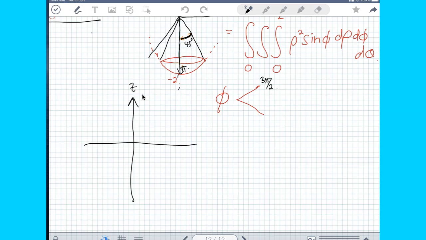So this is z. This z-axis is positive, and this z-axis is negative. So this is the angle. How do you read the angle of the phi? We are talking about the phi. So this is for phi. This is phi equal to 0, and this is phi. The highest one is pi.